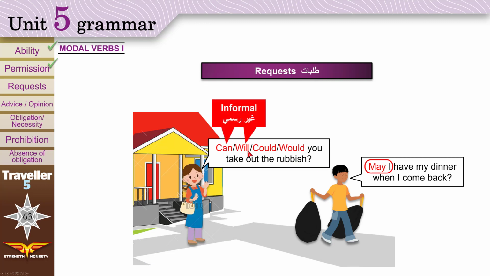Can and will are informal. You say that to your son, to your close friend. Use could, would, or may with people you don't know very well. Move on to advice and opinion.